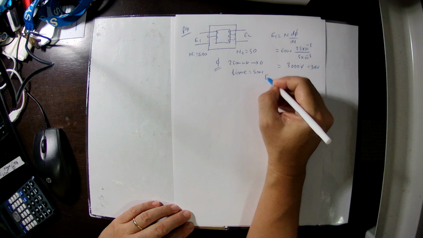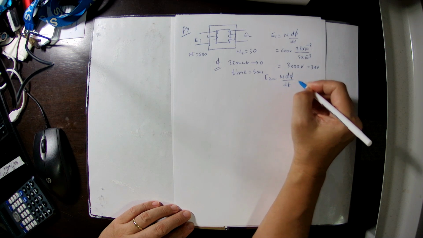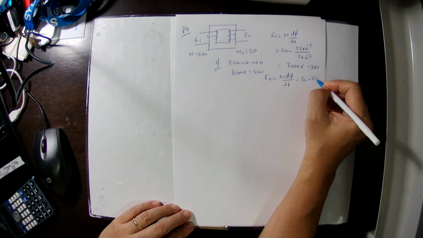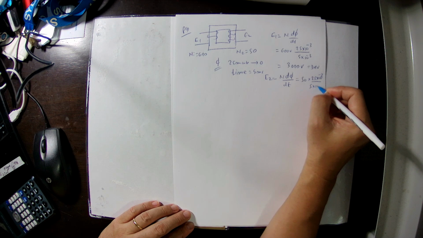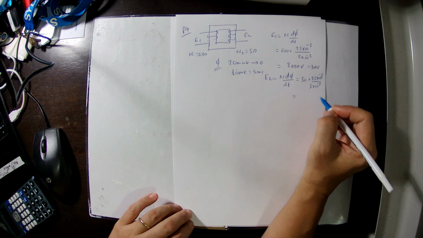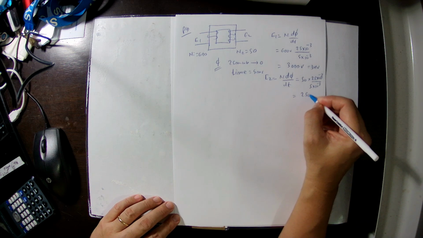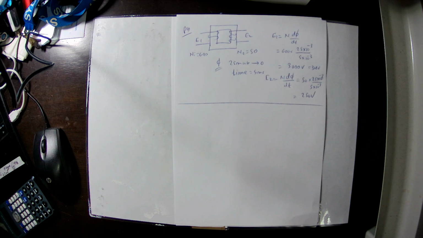And also E2 equals N dΦ by dt. The number of turns is 50, and dΦ by dt is 25 into 10 power minus 3 divided by 5 into 10 power minus 3. So this voltage will be 250 volts. This is the way we calculate the primary and secondary voltage. That is why we are talking about the meter.